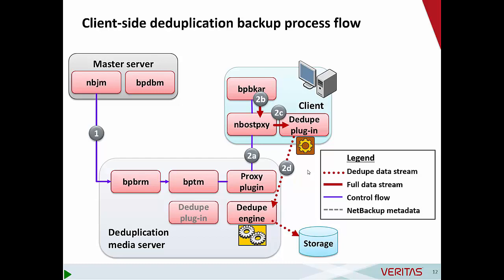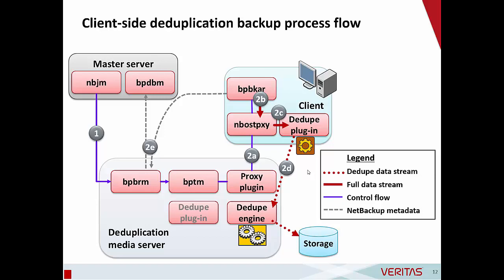The metadata still gets sent via a second connection from BCAR to BPBRM, and then up to BPDBM on the master server to go in the image catalog. So you can see where this is an extremely network-friendly solution.